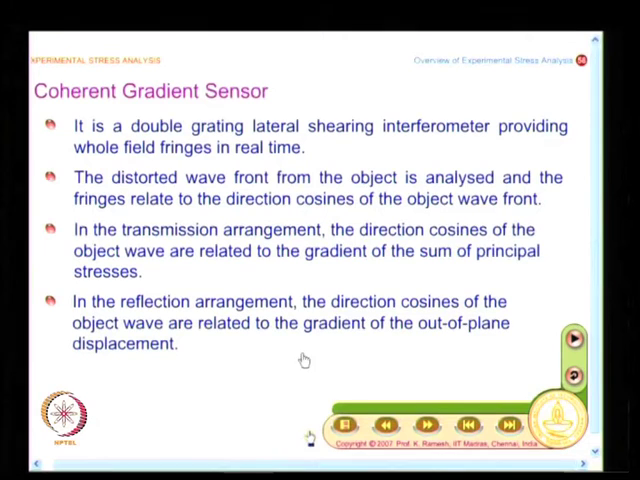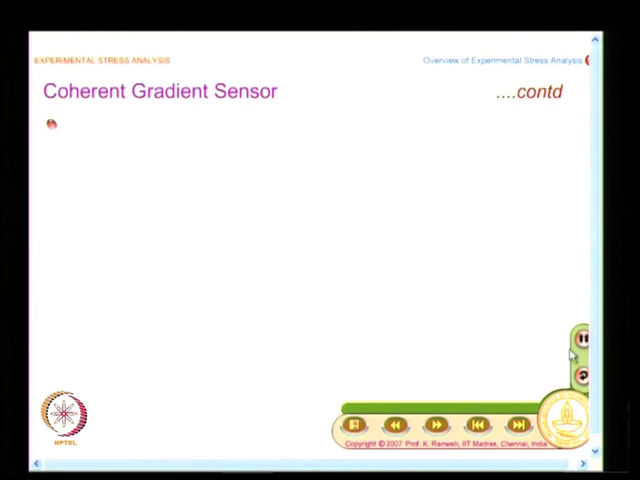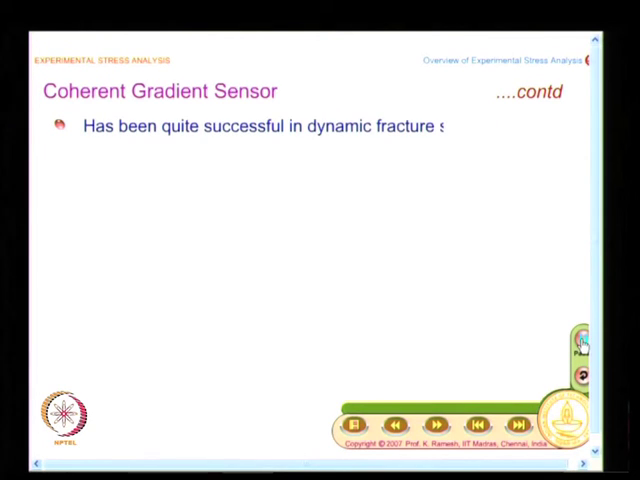So, what we find here is I can apply coherent gradient sensor in transmission arrangement as well as reflection arrangement. In transmission arrangement, I get the gradient of the sum of principal stresses, and in reflection arrangement, I get the gradient of the out of plane displacement. I get only a gradient, I do not get actual values, I get only the slope. And this has found wide application in dynamic studies.